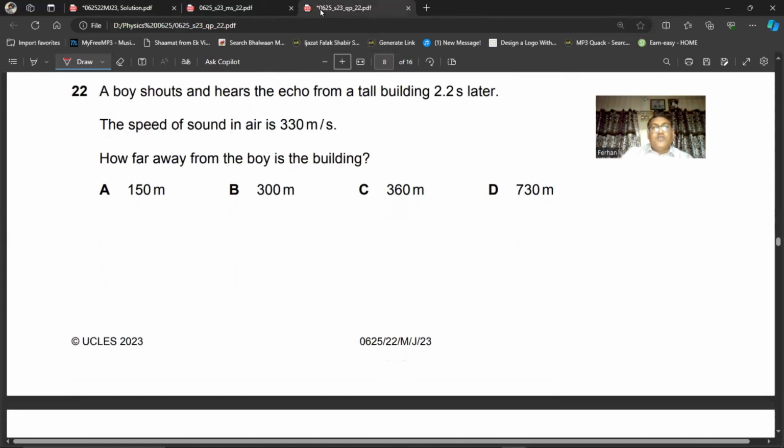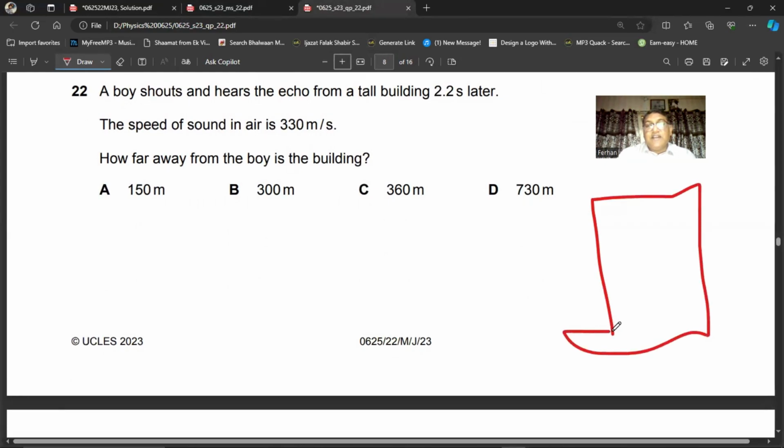Question number 22 is on your screen. A boy shouts and hears the echo from a tall building 2.2 seconds later. The speed of sound in air is 330 meters per second. How far from the boy is the building? So you see, for example, here we have that building. Suppose this is that building. So that boy is here somewhere.